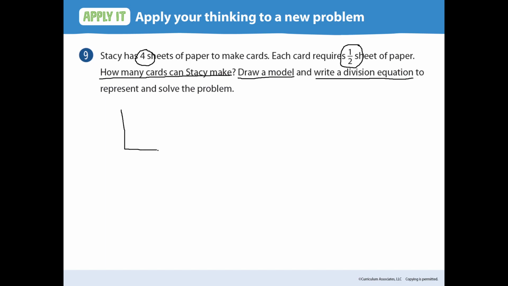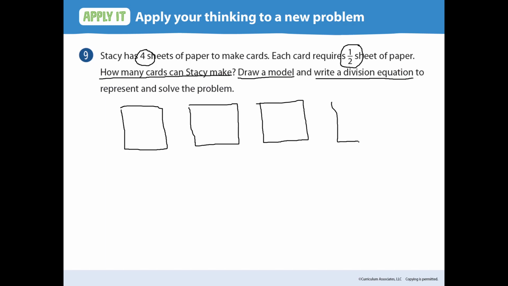She has 4 sheets of paper, so there's 1, 2, 3, 4 sheets of paper, and we're going to divide each sheet into 1/2. All right, how many cards can Stacy make? 2, 4, 6, 8. My model is telling me that she can make 8 cards.